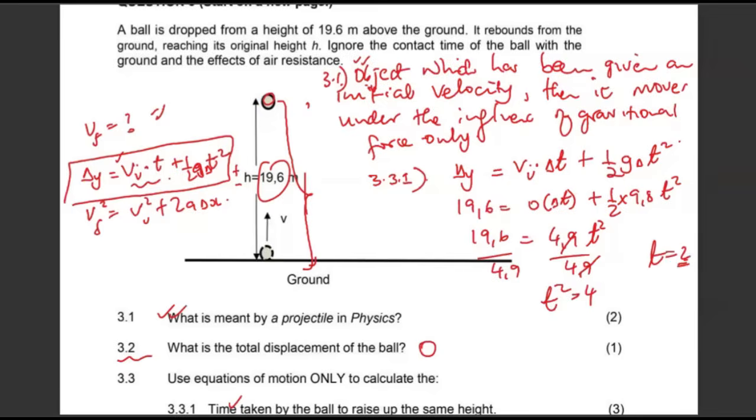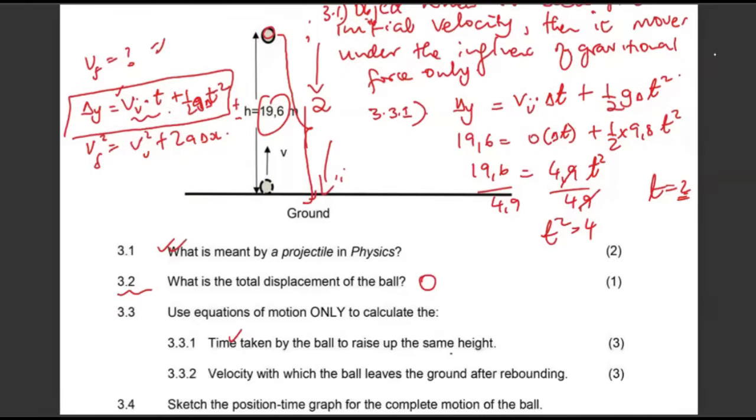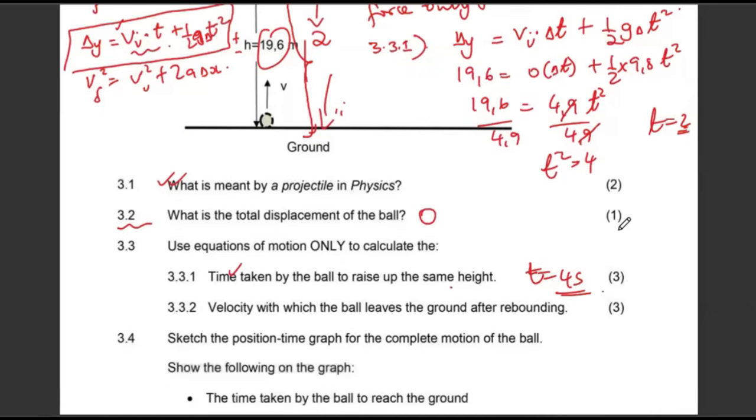So if the ball took just 2 seconds to drop down, it should also take 2 seconds to go back to the original position. So the time taken by the ball to rise up to the same height is 4 seconds. Okay. And then 3.2, the velocity with which the ball leaves the ground after rebounding, for 3 marks.